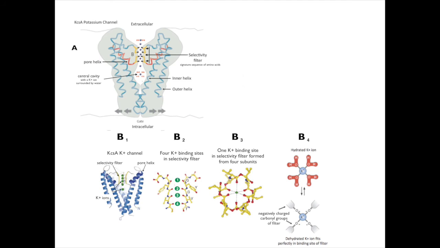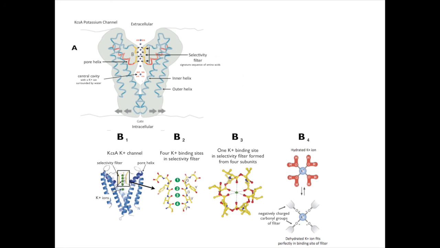So let's explore the selectivity filter in a little more depth to see how it works. A more detailed view of the filter is shown in panel B1 in the lower left of the figure. The 2 helices are shown, as is the pore helix. Notice there are 4 potassium ions in the selectivity filter. Panel B2 shows a skeletal version of the filter. The point here is that there are 4 binding sites, each binding 1 potassium ion.